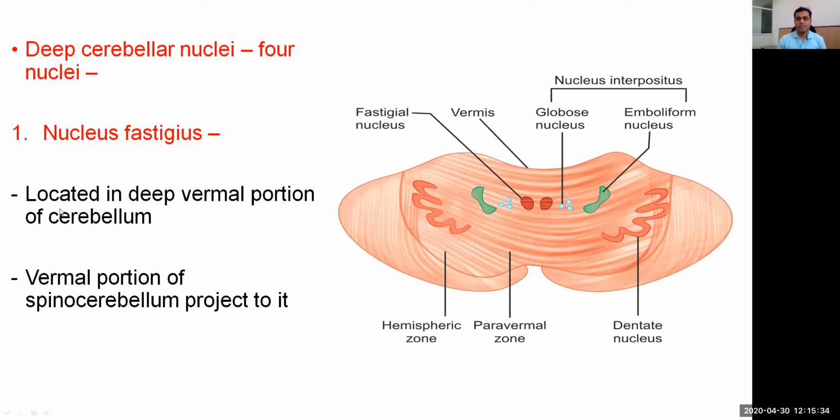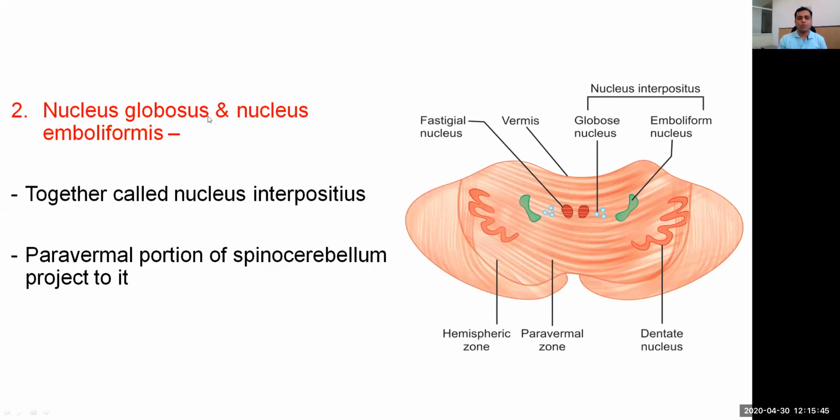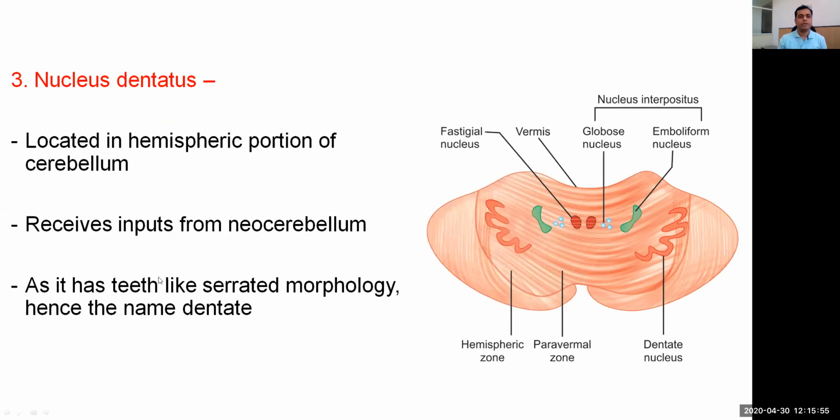Nucleus fastigius, as we can see here, the fastigial nucleus, is located in the deep vermal portion of the cerebellum. The vermal portion of the spinocerebellum projects to it. Nucleus globosus and nucleus emboliformis, the globose nucleus and emboliform nucleus, together are called nucleus interpositus. The paravermal portion of the spinocerebellum projects to it.